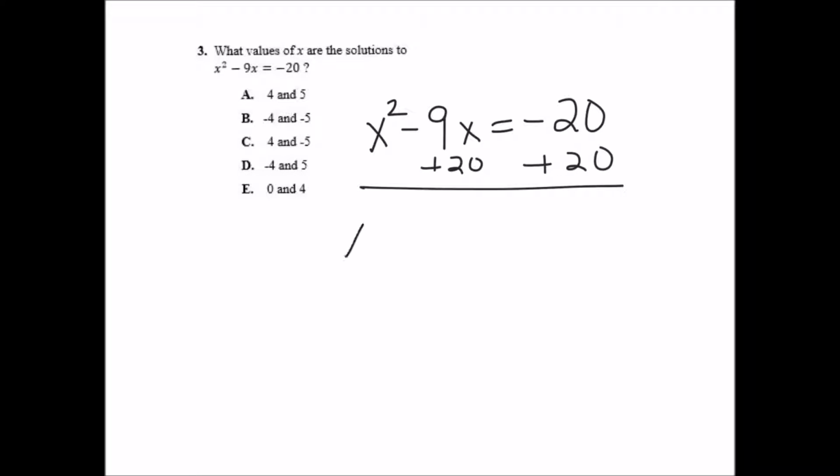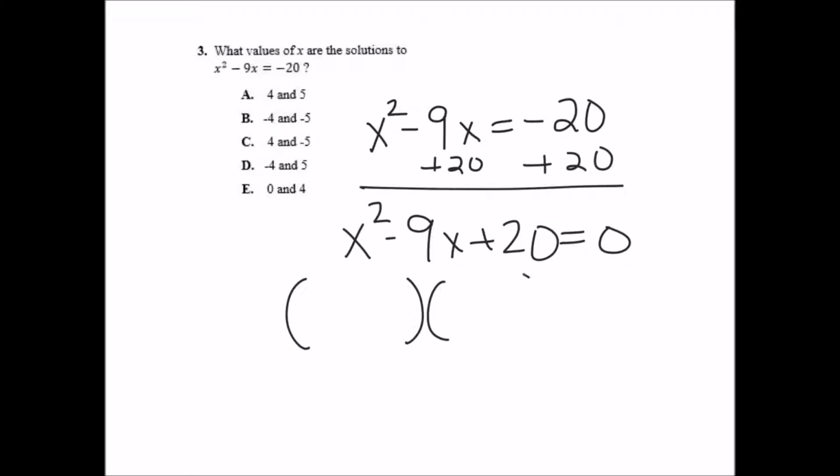Question 3 asks, what values of x are the solutions to x squared minus 9x equals 20? Sorry, that's x squared minus 9x equals negative 20. In order to find this, you're going to factor this polynomial. To make it a polynomial, you've got to add 20 to both sides. Get everything on one side, so we get x squared minus 9x plus 20 equals 0. And now we're going to find how to factor this.